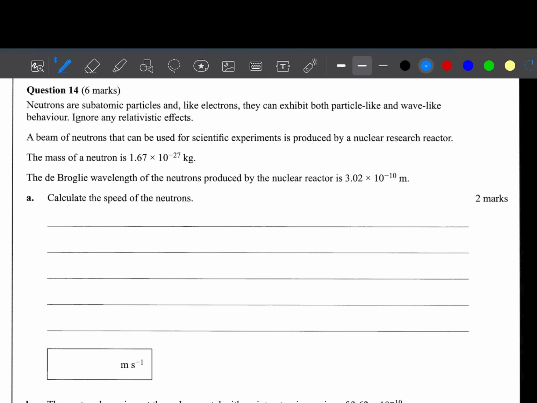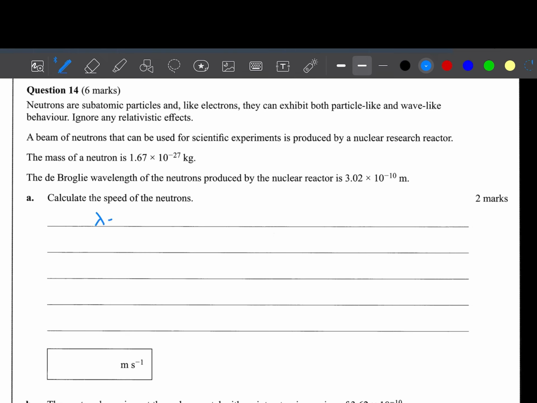Neutrons are subatomic particles, and like electrons, they can exhibit both particle-like and wave-like behavior. Ignore any relativistic effects. A beam of neutrons that can be used for scientific experiments is produced by a nuclear research reactor. The mass of a neutron is given. The de Broglie wavelength of neutrons produced by the nuclear reactor is 3.02 times 10 to the power of negative 10 meters. Calculate the speed of the neutrons.